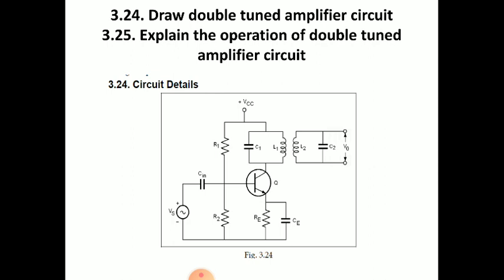Observe the circuit. This is the same as the single tuned amplifier circuit, but with an extra tank circuit connected across the load, that is, the first tank circuit L1 and C1 and the second tank circuit L2 and C2. Both are inductively coupled and we have taken the final output of the circuit from the capacitor C2.